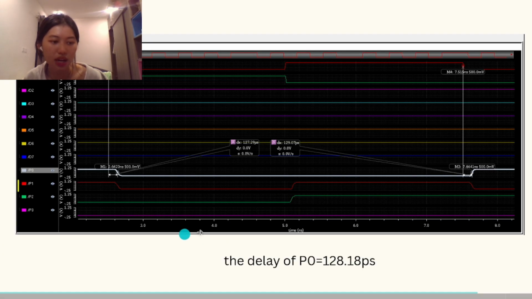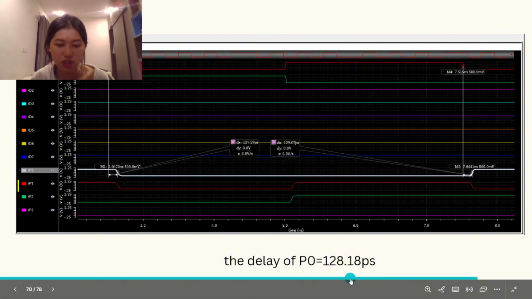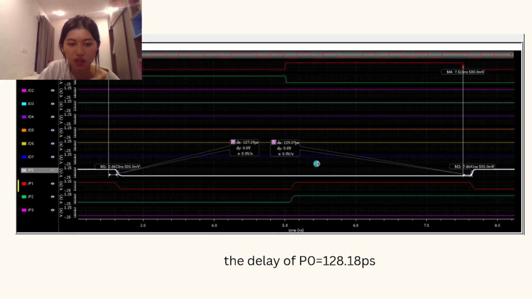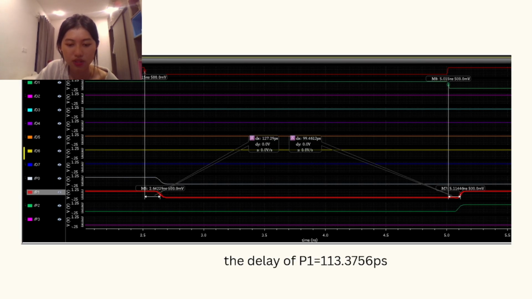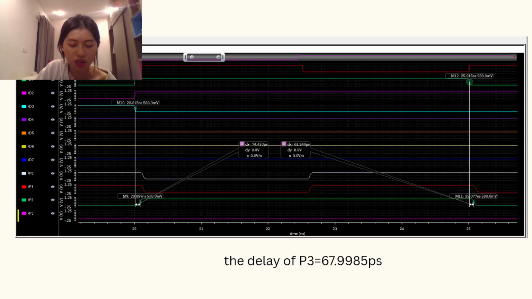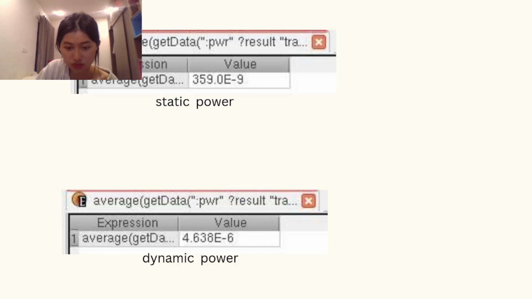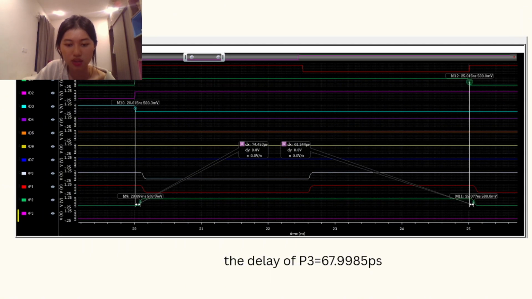So this is the delay of P0. It is equal to 138 picoseconds. And the delay of P1 is equal to 113 picoseconds. And the delay of P3 is equal to 67.99 picoseconds. And for P4, it will be 80.